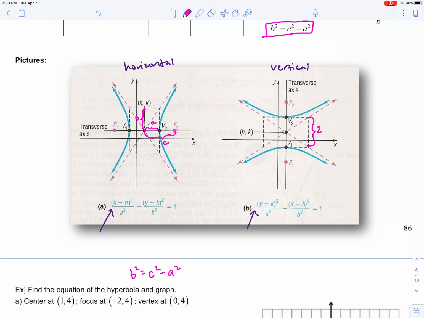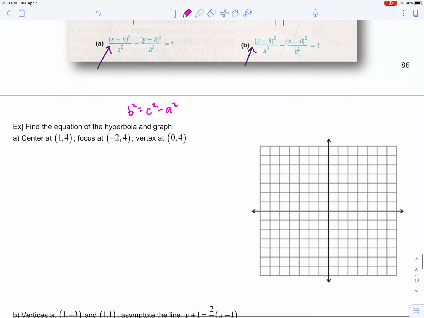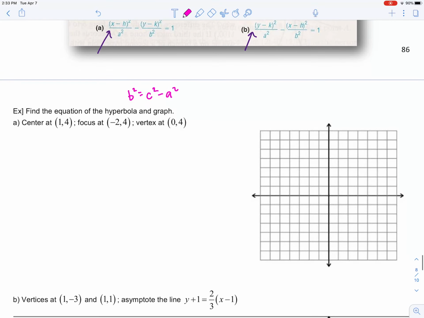Okay? So just to let you know, this rectangle has dimensions 2a by 2b. And then we will always use this rectangle to help us to draw the asymptotes in, because the asymptotes, as you can see, just pass through the diagonals of this rectangle. So let's try an example.